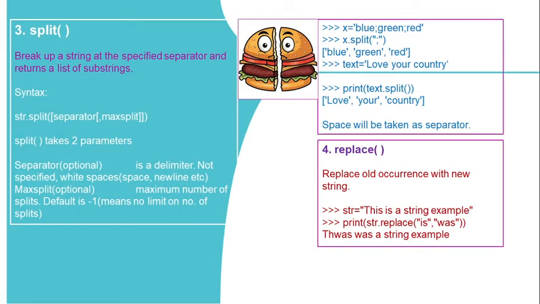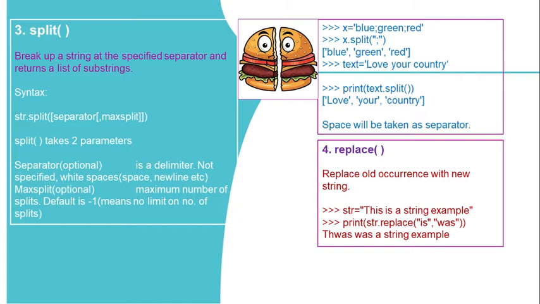Then we have split. Do you know what split actually is? A multi-word string can be split into multiple words. It breaks up a string at the specified separator and returns a list of substrings. So the split function gives us a list of substrings, and the way we apply the split function is following the syntax str.split(separator, maxsplit).